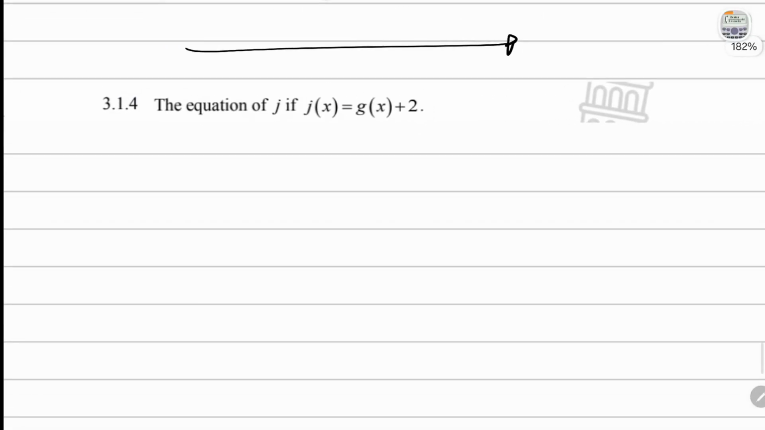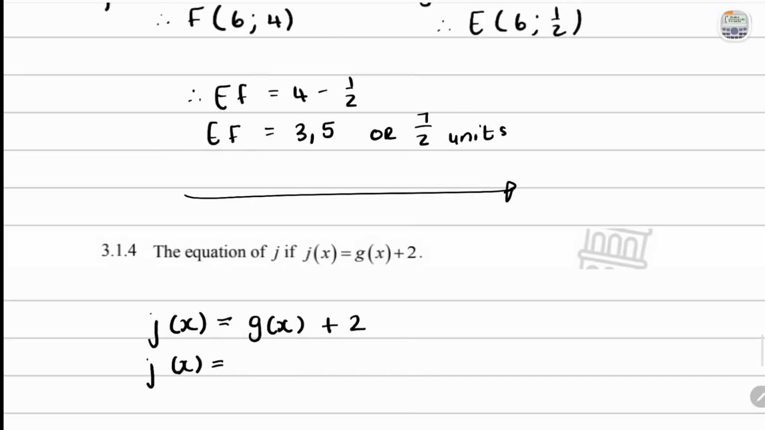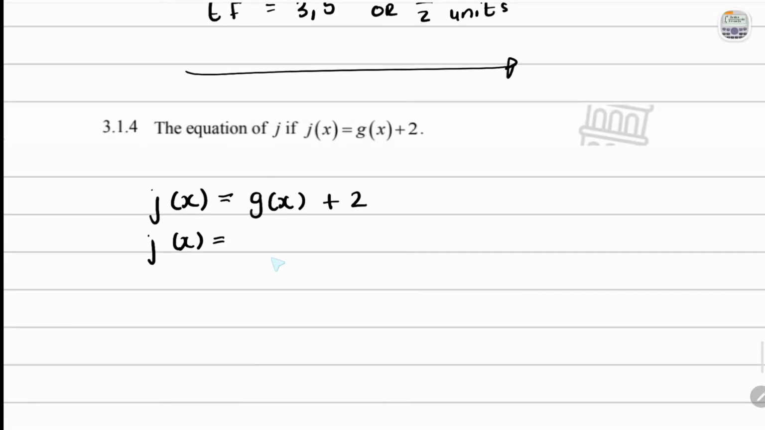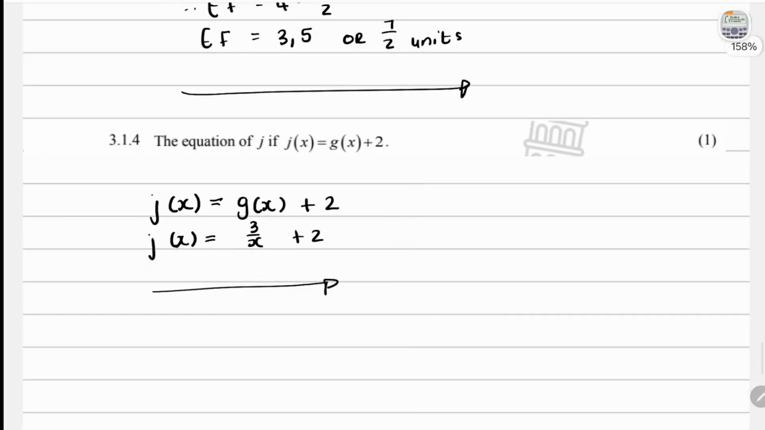The next question, 3.1.4, says we need to determine the equation of j if j of x is equal to g of x plus 2. Okay, just follow what they're saying. j of x is equal to g of x plus 2. Where you have g of x, simply add 2 to it. So we're going to write the equation of g of x, which was just 3 over x, and then you say plus 2. That's all. That's our answer. Okay, so that's a 1-mark question. Moving on to the next question.